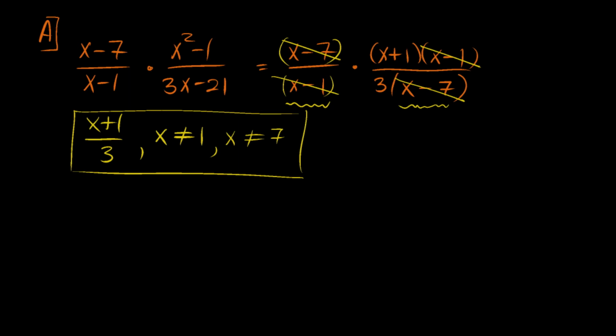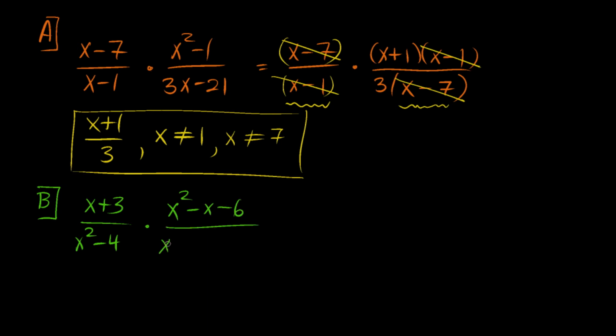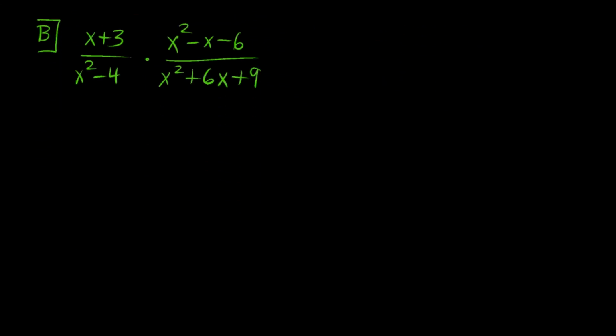Let's look at another one for multiplying. We'll call this B. Say if we had x plus 3 over x squared minus 4 times x squared minus x minus 6 divided by x squared plus 6x plus 9.